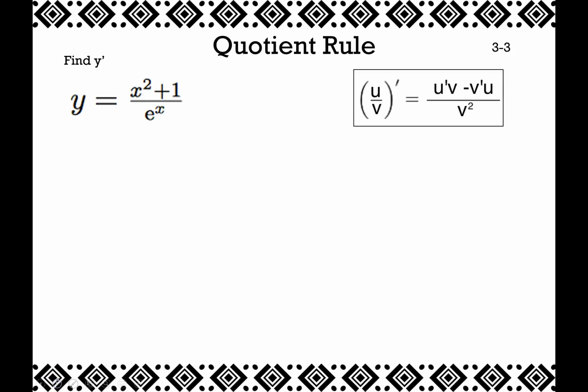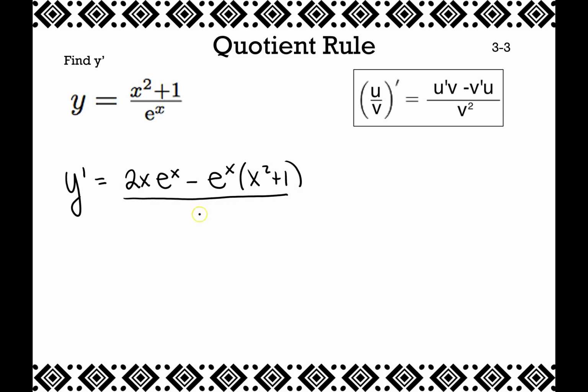All right, let's try this one. So here we've got y prime equals the derivative of the first, which is 2x, times the second, minus the derivative of the second. What's the derivative of that? That's just e to the x, times the first, all over denominator squared. So that'd be e to the x squared.